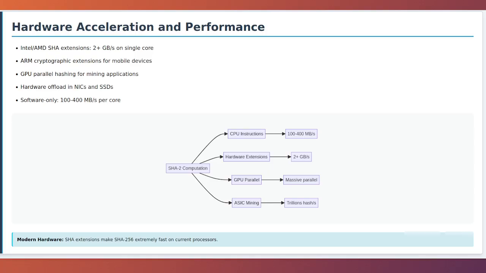ARM processors also include cryptographic extensions with instructions for SHA-1 and SHA-2. Apple's M-series chips excel at cryptographic operations including SHA-256. Even without hardware extensions, SHA-2 benefits from general CPU optimizations. The algorithm uses only simple operations like addition, bitwise logic, and rotations that map efficiently to CPU instructions. SIMD instructions like AVX2 can process multiple hash operations in parallel. For systems processing large volumes of data, hardware offload is available.